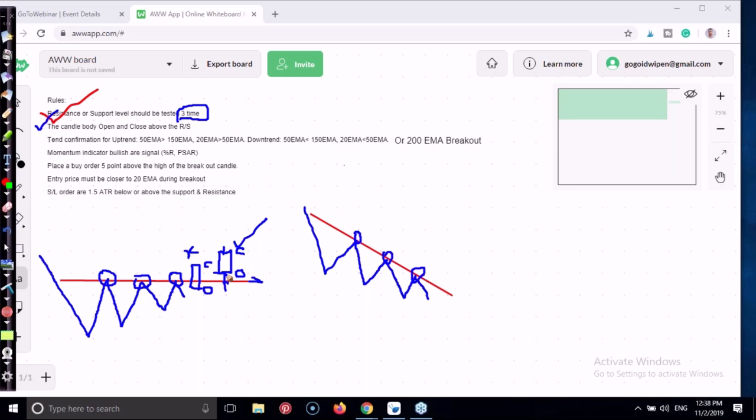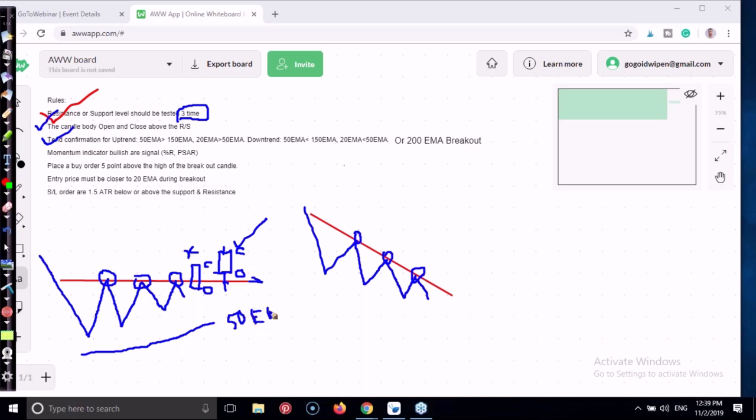Criteria number two is trend confirmation for the uptrend. Remember, we must confirm the trend. For the trend confirmation, we must focus on this: suppose this is a 50 moving average, it should be above, right? All are EMA. Okay, remember, all are EMA.